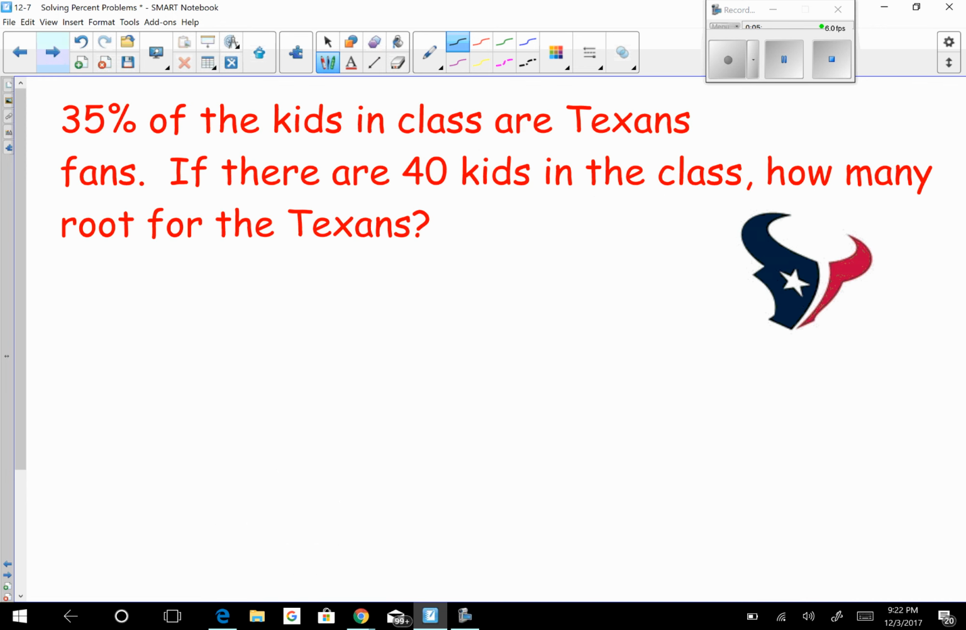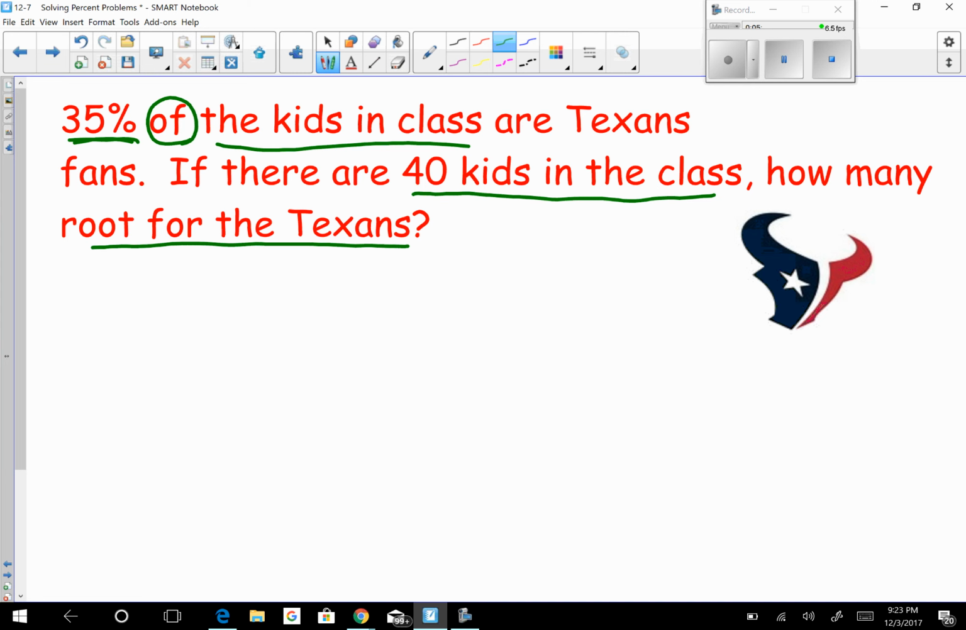Okay, next one. 35% of the kids in class are Texans fans. If there are 40 kids in the class, how many root for the Texans? So root for the Texans. So you have the part, okay, we're going to label this, identify it. Your part is the people who root for the Texans. So students who like the Texans.